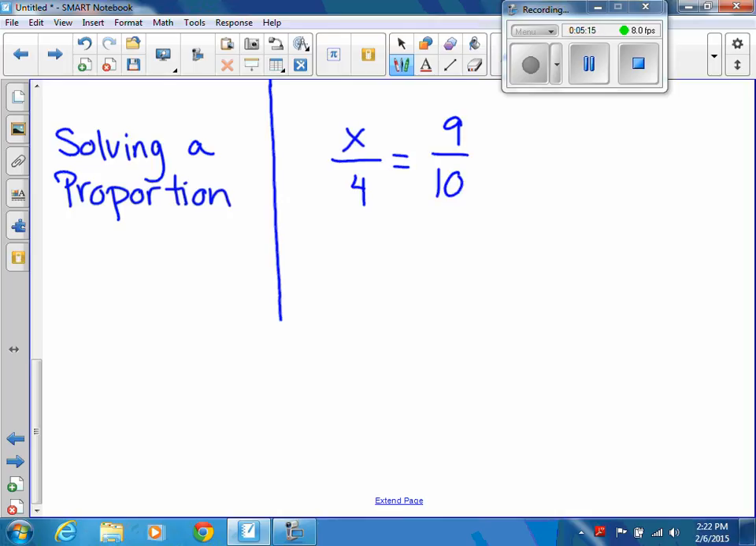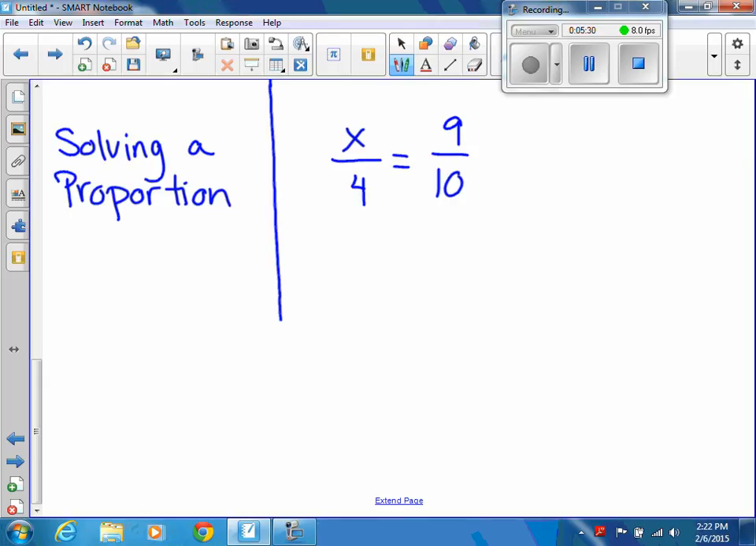Okay, well, first off, if I was doing like I did on that first example, can I do anything to 4 to get 10? Can I multiply it by anything or divide it by anything? I can't. It doesn't work. So this is where I definitely have to use my cross multiplying or my cross products.